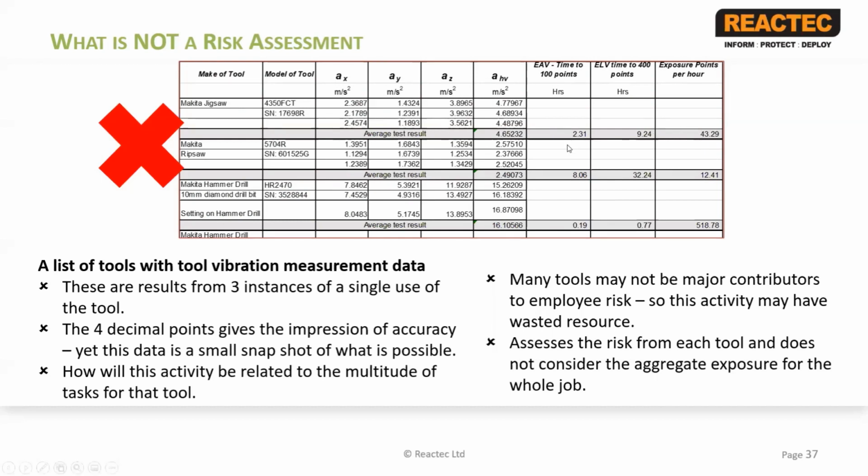Also, what this is doing is assessing the risk from each tool. So for each tool, we're being informed of the time to the action value, the time to the limit value, and again, the points per hour that you would receive from this tool, again shown in decimal places, which suggest an accuracy. But how do you then combine possible use of this tool in the future over varying lengths of time? So this may be something that informs future risk assessment, but this in itself is not a risk assessment.